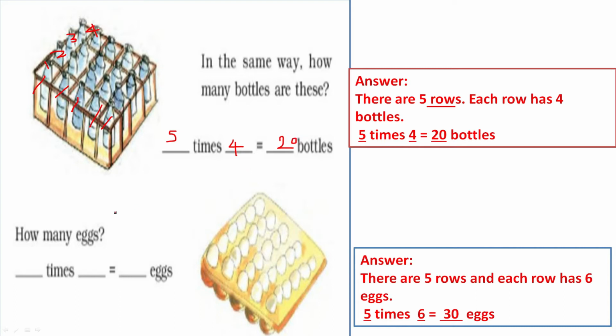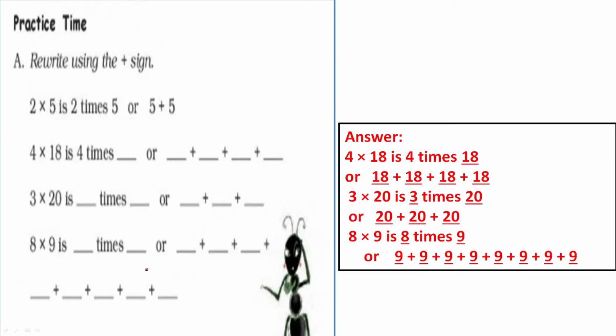How many eggs are there in the tray? Now let us count. There are 5 rows: 1, 2, 3, 4, 5. 5 rows are there. In each row how many eggs are there? 1, 2, 3, 4, 5, 6 eggs are there. So 5 times 6. 5 6s are 30. Totally how many eggs are there? 30 eggs are there. Now let us see the practice.